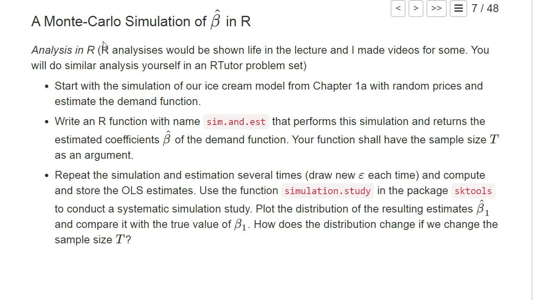To better grasp the idea that beta hat is a random variable, we will perform a Monte-Carlo simulation in R. And we will understand better what the characteristics of beta hat are, what is its expected value, what is its standard deviation. So I will just show some R code in the video. You don't have to repeat this yourself, rather you will do a very similar analysis in the corresponding RTutor problem set.